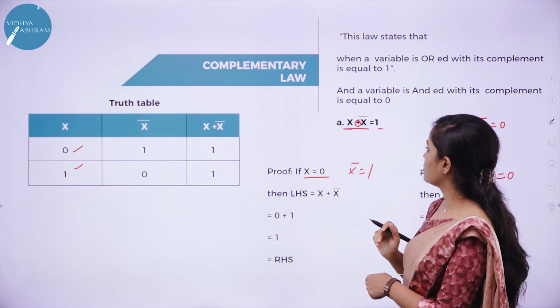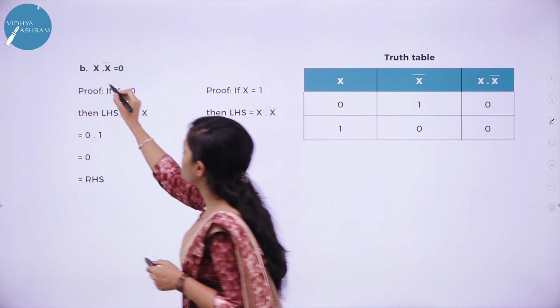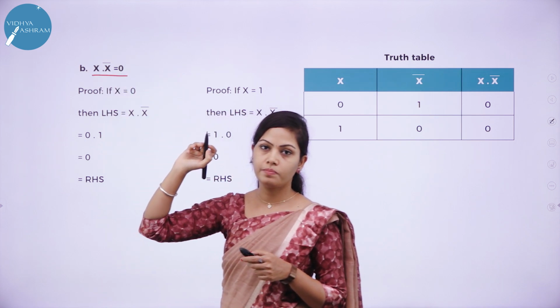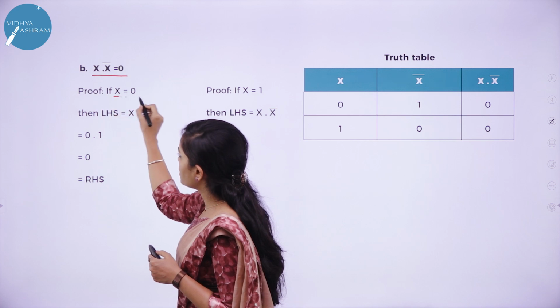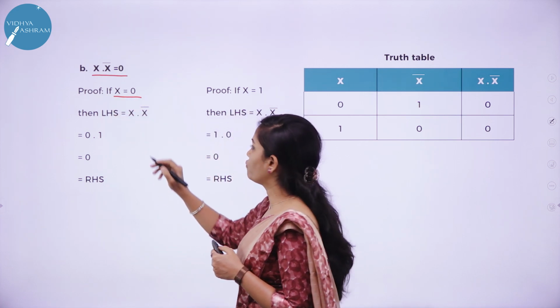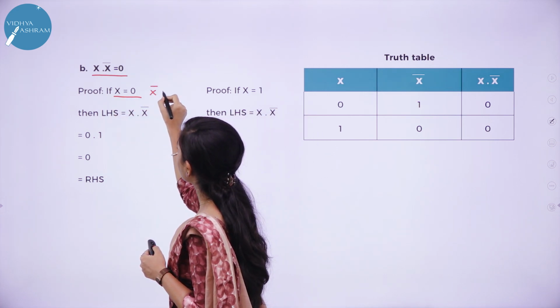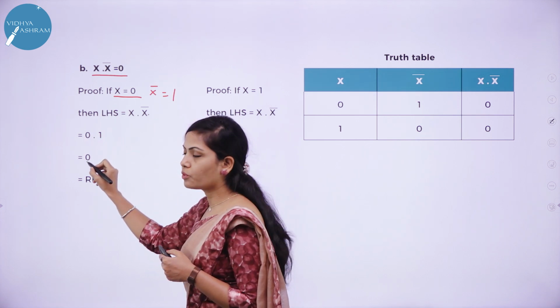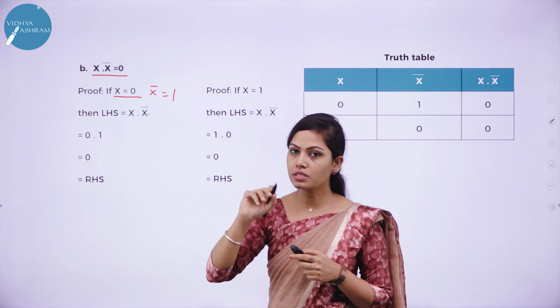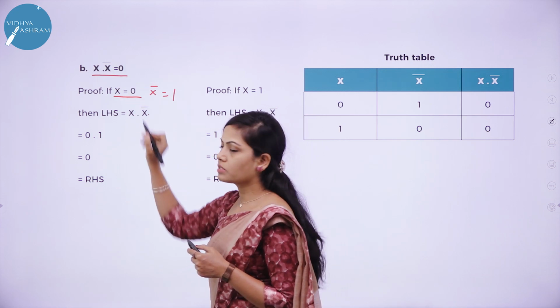So, next theorem is x dot x bar is equal to 0. So, how to prove this x dot x bar is equal to 0? Put x is equal to 0 and substitute the value of x. x is equal to 0, x bar is equal to 1. Substitute the values here. 0 dot 1 is equal to 0. 0 into 1 is 0. This is your RHS value.